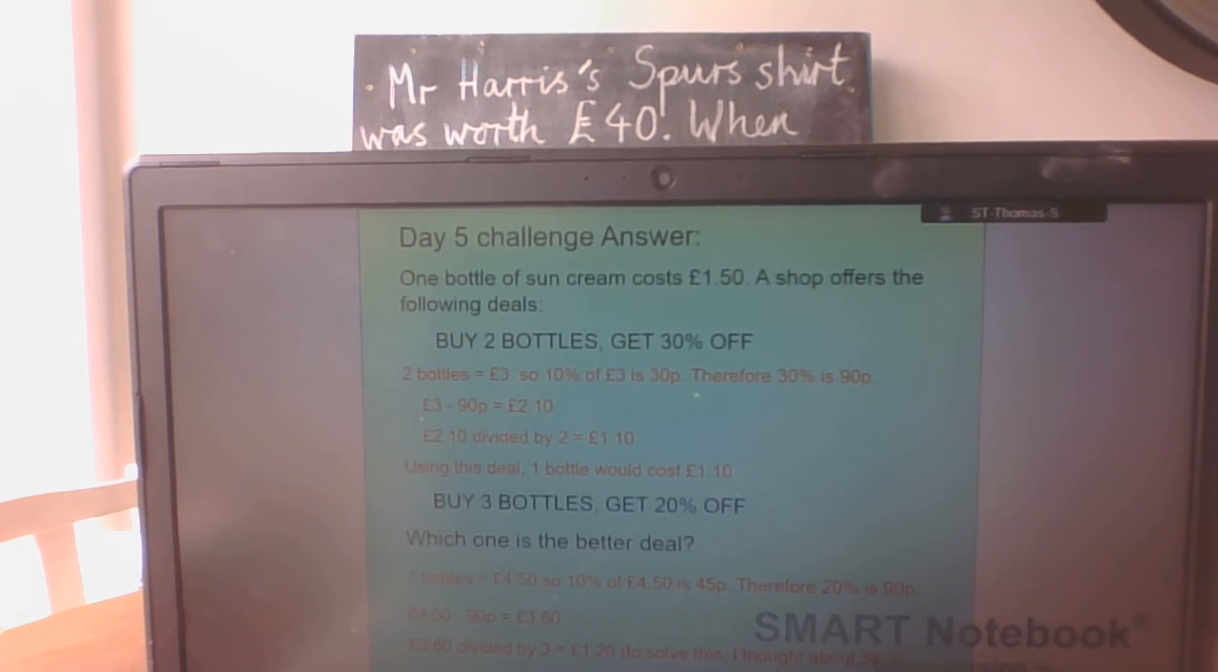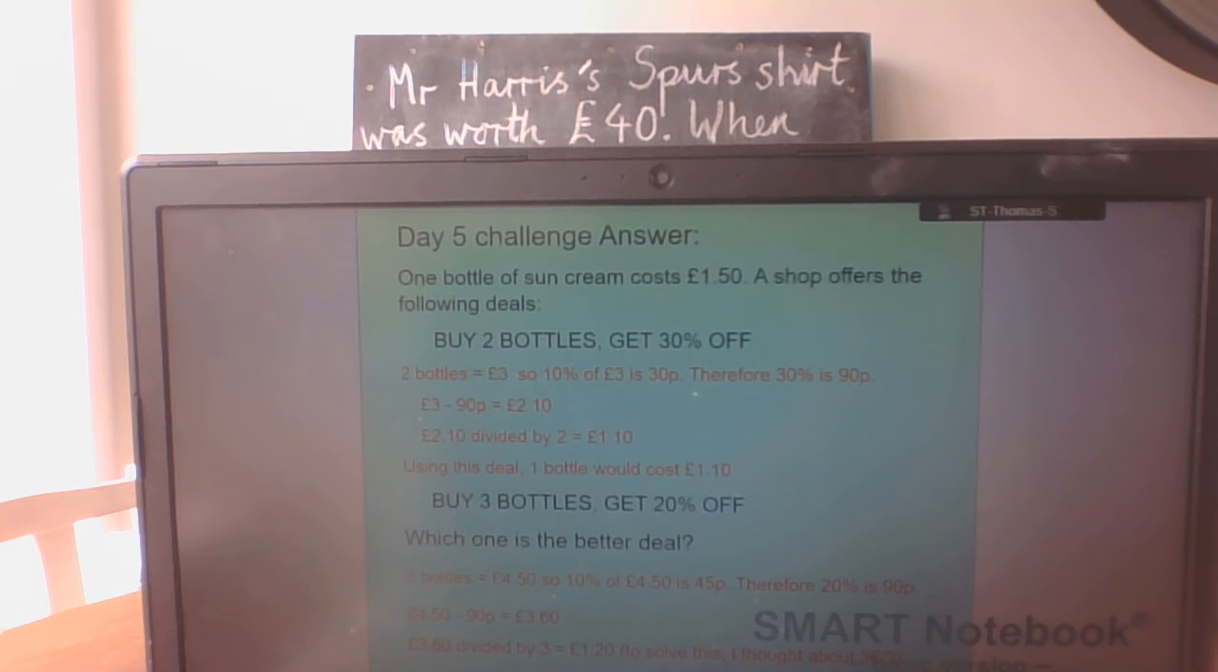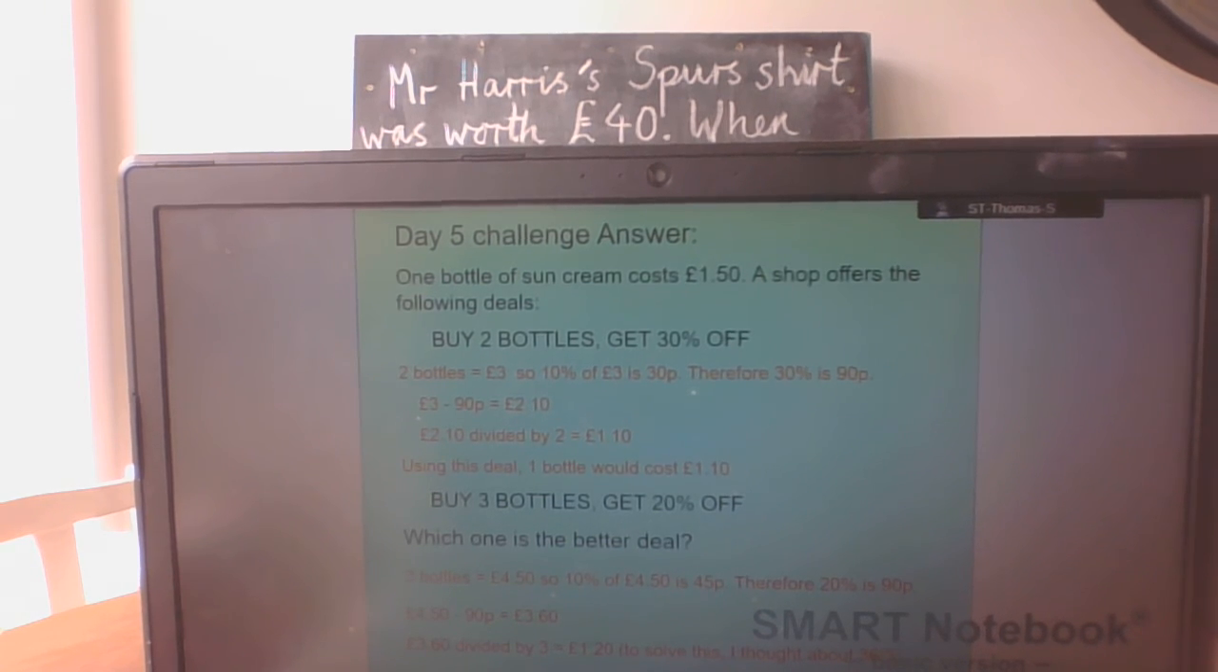For the 3 bottles, I added the 3 together, which gave me £4.50. I found 10%, doubled it, which gave me 20%. That gave me, again, 90p. So I took that off the value, which gave me £3.60. I again then had to divide it by 3 to give me the value of 1 bottle.